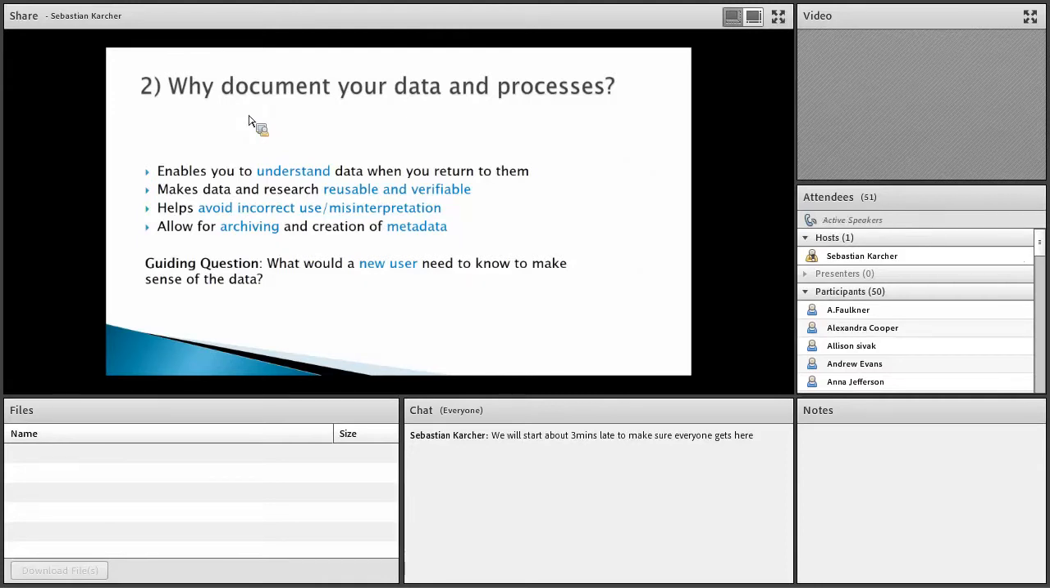And related to that, many researchers are concerned about others that they share their data with misinterpreting or misusing them. This becomes much more difficult for a secondary user to do if you've documented your data well and made it very clear where different things come from or what they stand for. So the guiding question during documentation should always be: what would a new user, somebody who was not part of the project from the beginning, need to know to make sense of the data?